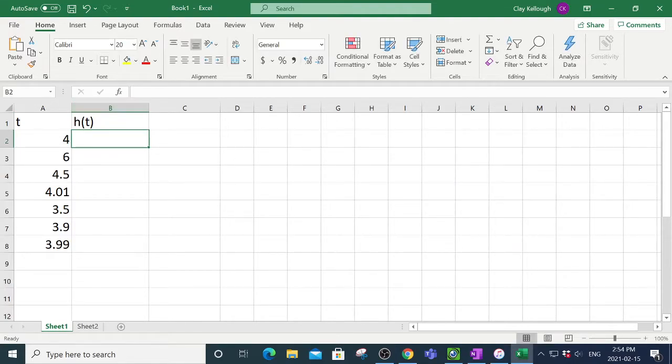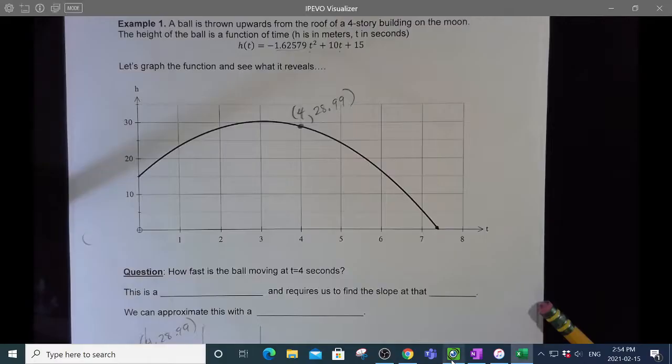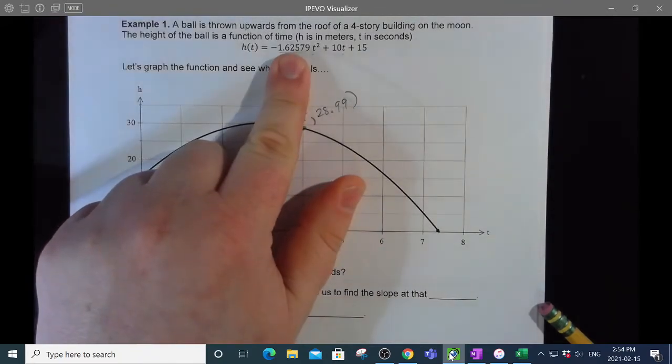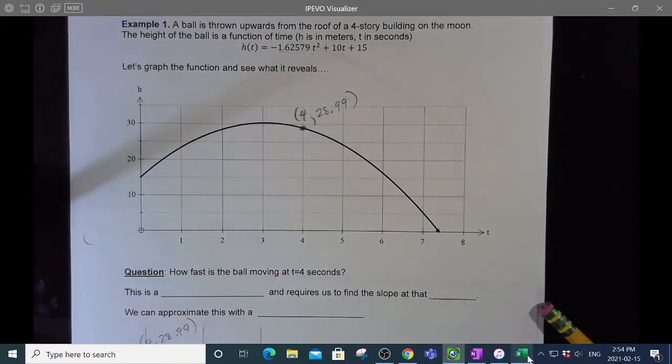So to tell Excel you're about to do a formula, you hit the equals button, and that tells Excel that you were about to do a formula. So now I need to do the formula, and it involves, again, this function equation right here. So I'm going to punch that into Excel.